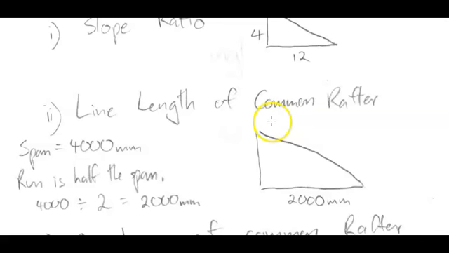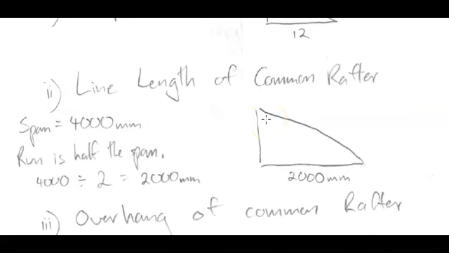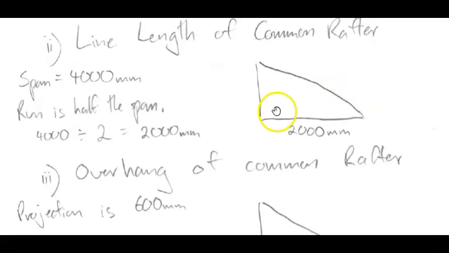Okay, we have another triangle based on the run of the building. So the run will be half the span. In this case, the span's 4,000, so the run is 2,000. So what I've done is made a triangle here, put the run at 2,000 on the bottom, and we're going to be calculating the line length of the rafter, which would be the hypotenuse of this triangle.